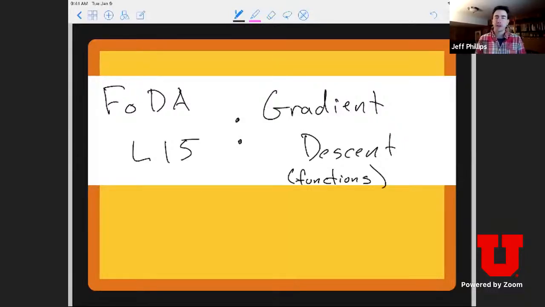So let's get started. We're going to start a new topic today, on gradient descent. This is probably one of the most fundamental algorithmic building blocks of data analysis.